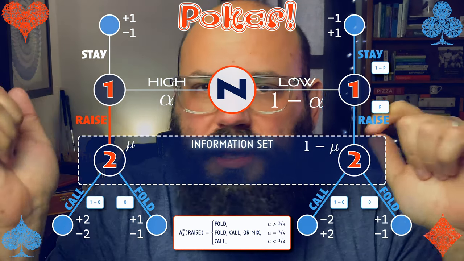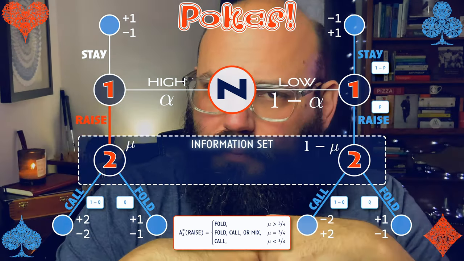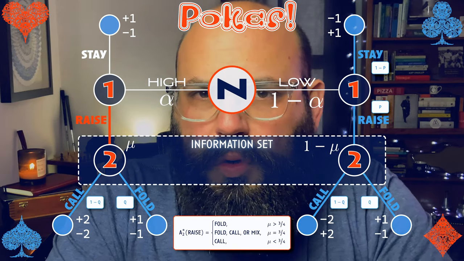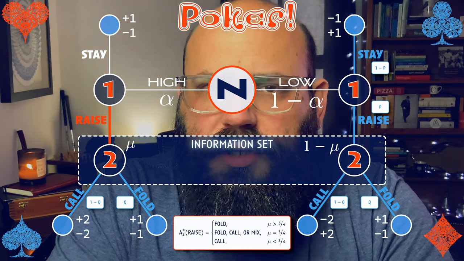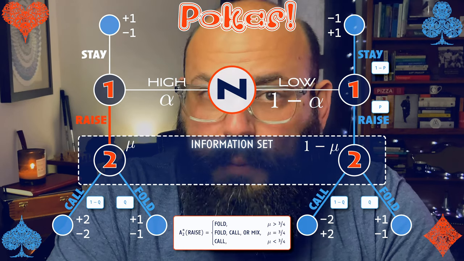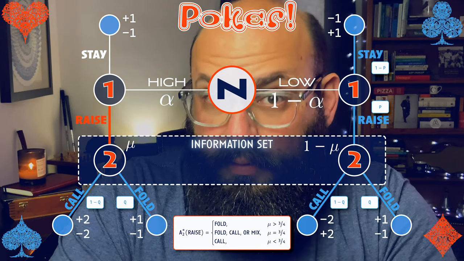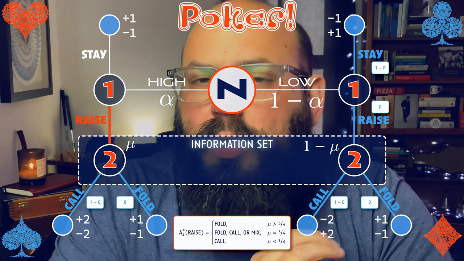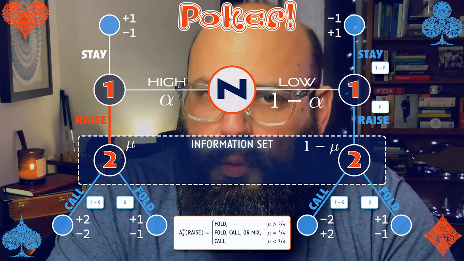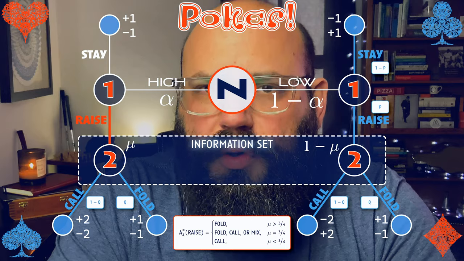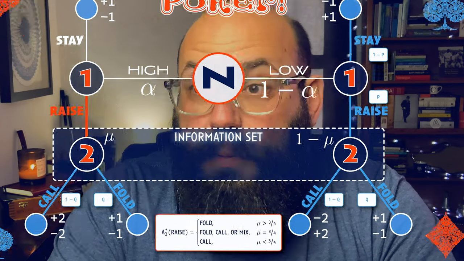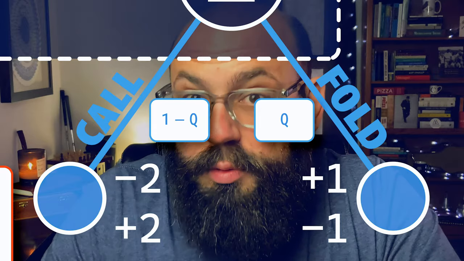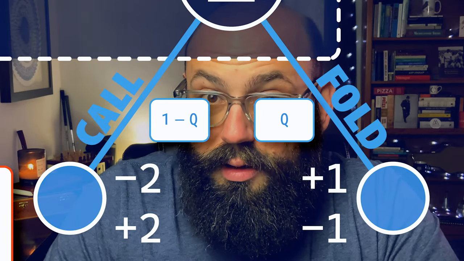If player 2 was playing a pure strategy of fold, then the low type wouldn't want to mix. They would just want to raise. And if player 2 was playing a pure strategy of call, then the low type wouldn't want to mix. They would just want to stay. The only way that the low type would want to mix is if player 2 also wanted to mix. Okay? And in particular, player 2 has to mix with a very particular probability.